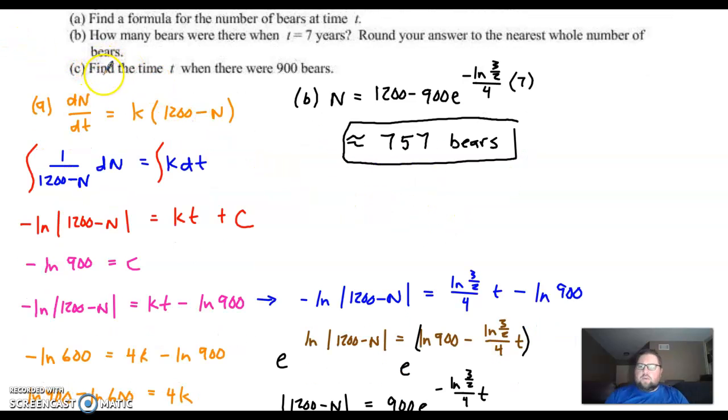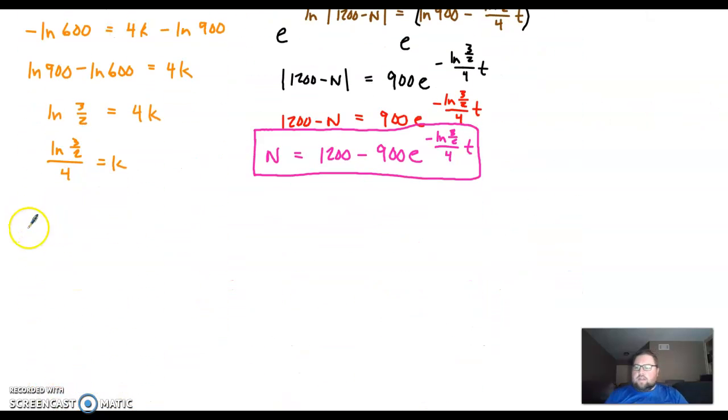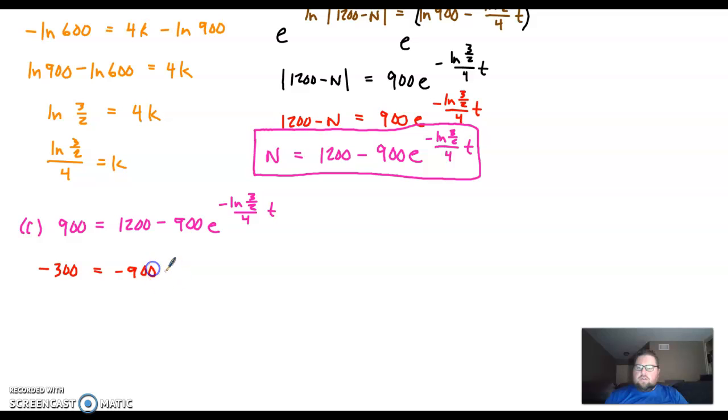All right, in part C, we're going to find the time when there were 900 bears. So I'm going to do that down here. So we get 900 equals 1200 minus 900 e to the negative natural log of 3/2 over 4 times t, and we're solving for t. All right, so we need to subtract 1200, so negative 300 equals negative 900 e to the negative natural log of 3/2 over 4 times t. Divide by negative 900, and we get 1/3.